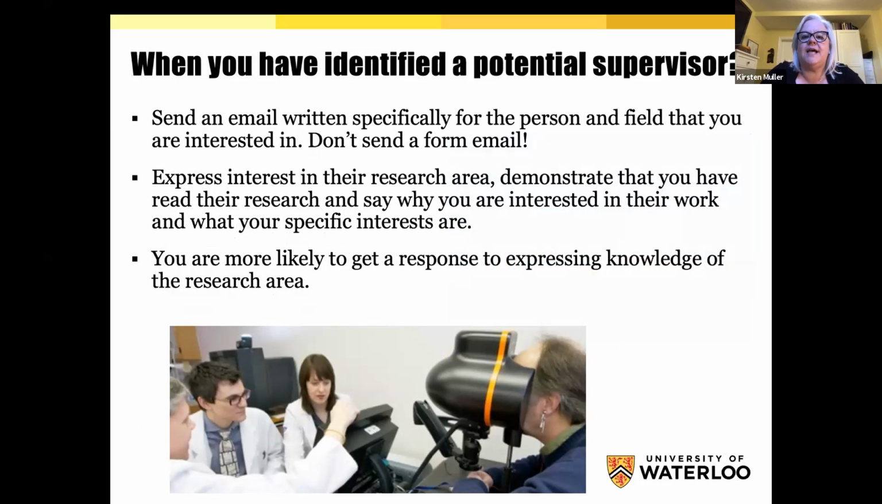So when you've identified a potential supervisor, I've seen a lot of questions already come up about what happens when a potential researcher doesn't respond. I'll get to that in a second. I think we had a really nice example in the previous presentation of what a letter can look like. And I can agree that as a researcher, what I want to really see in that first sentence is someone who's interested in my research.